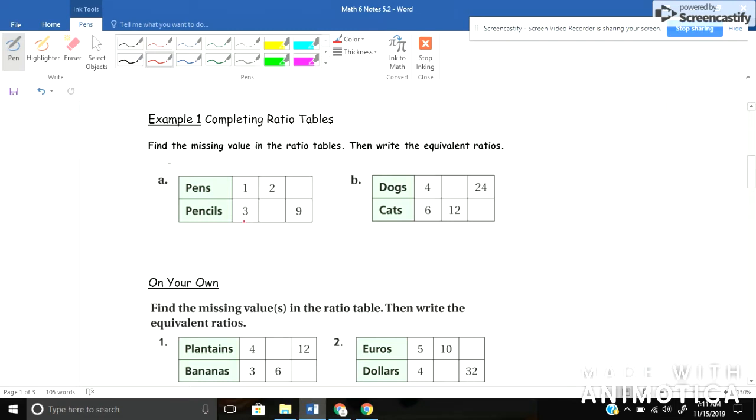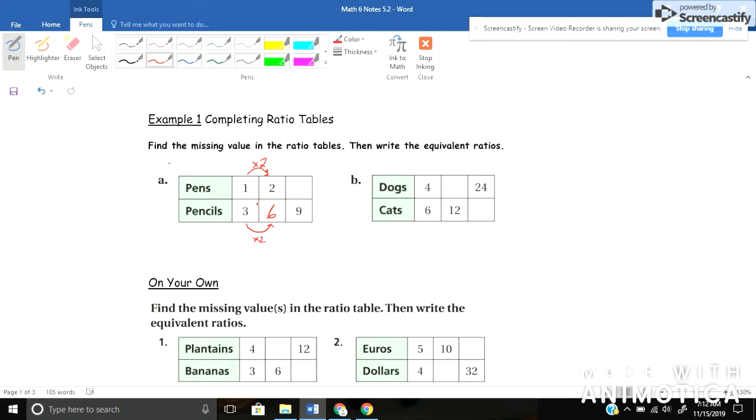Okay, so my question would be, if you were to use multiplication, like I was kind of hinting at doing, how would you go from 1 pen to 2 pens? Well, you'd multiply by 2. So in the bottom one here, to go from 3 to this blank, you'd also multiply by 2. 3 times 2 would give you 6. If you simplified 2 over 6, you would get 1 over 3. So that's always another good way of checking.